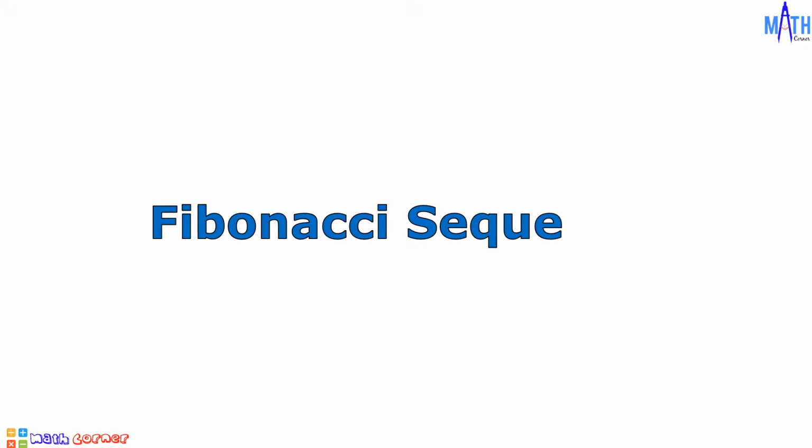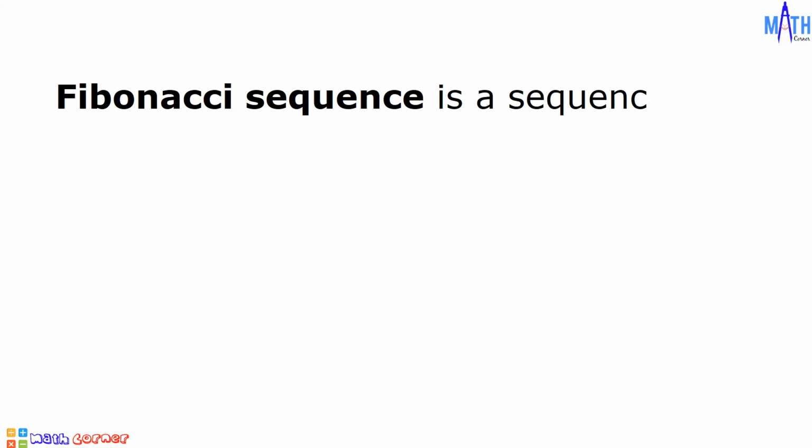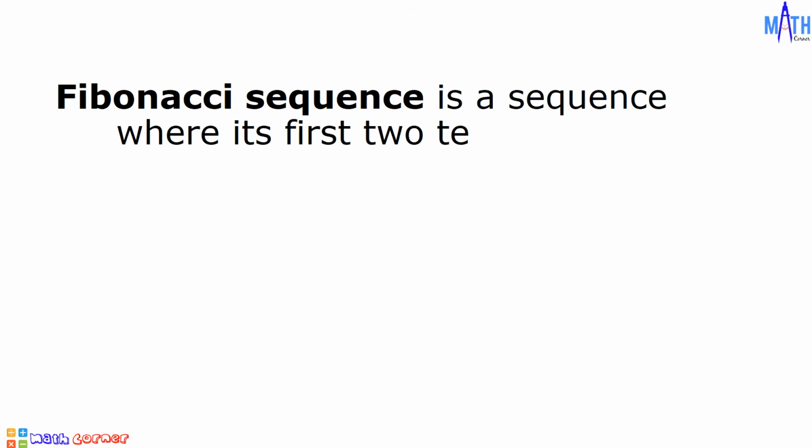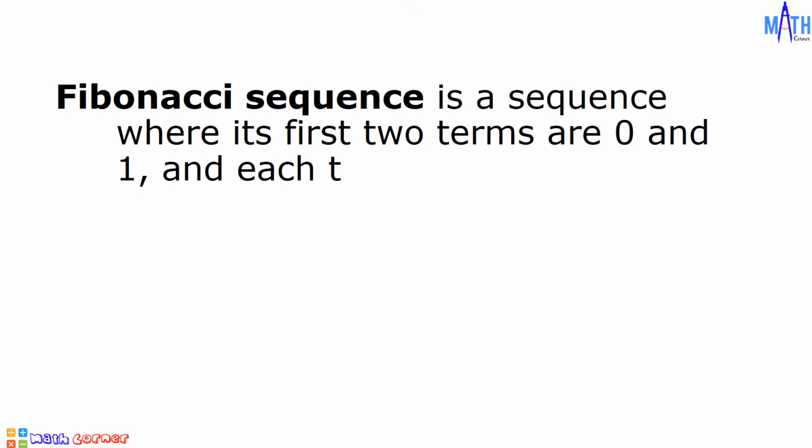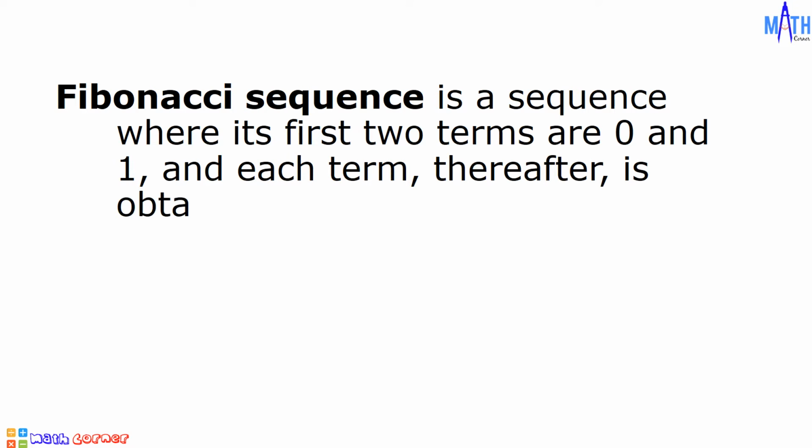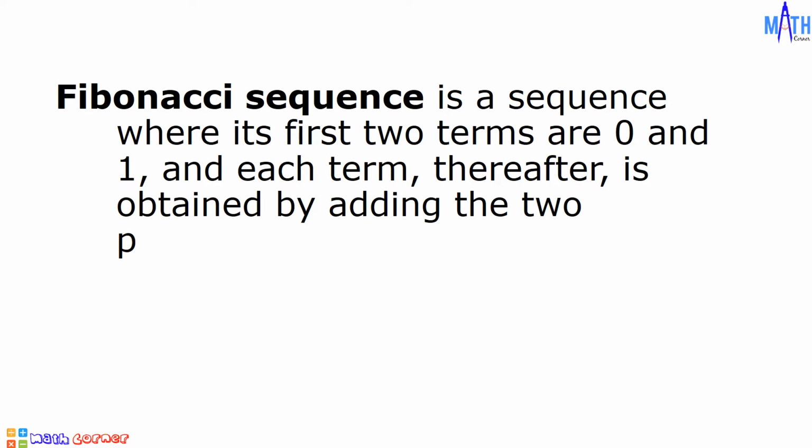In this video, we will discuss Fibonacci sequence. Fibonacci sequence is a sequence where its first two terms are 0 and 1, or both 1, and each term thereafter is obtained by adding the two preceding terms.